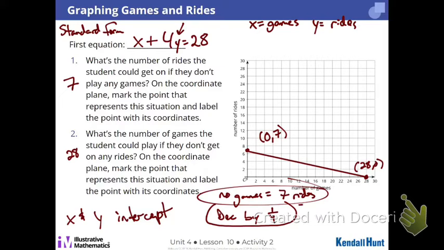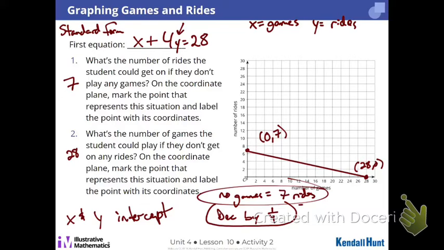Okay, can you follow that? If you only had $4 and you decrease 1, but we have $28. So in essence, each time we play a game, we lose 1/4 of a ride. Can everybody follow that?